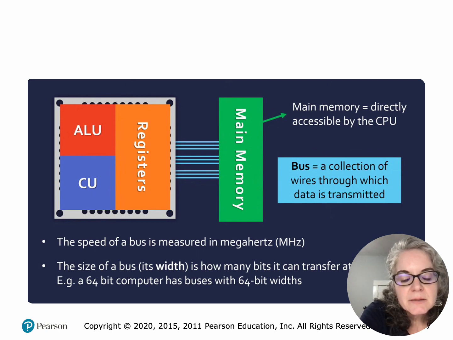A bus, when we talk about computers, is just a collection of wires through which data is transmitted. I want you to think of how we have different buses. For example, we have buses that take children to school, buses that take people to work, and buses at airports specifically to take them to their terminal. So the computer has different types of buses also, which we'll look at in the next slide.